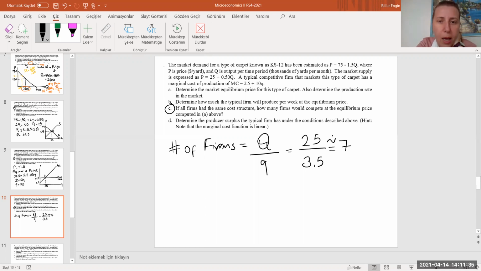Okay. And finally, determine the producer surplus the typical firm has under the conditions described above. Hint: note that the marginal cost function is linear.